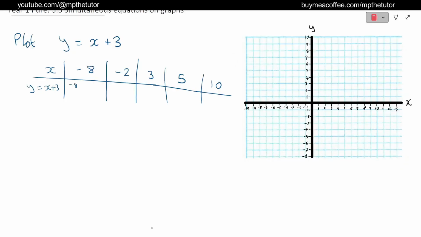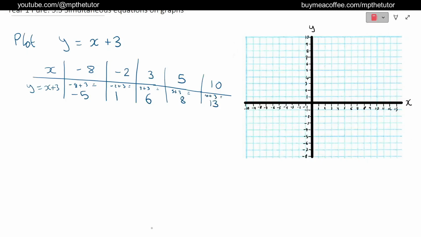You have minus 8 plus 3, which is minus 5. Minus 2 plus 3 is 1. 3 plus 3, well, that is 6. 5 plus 3, well, that's 8. And 10 plus 3, well, that's 13.